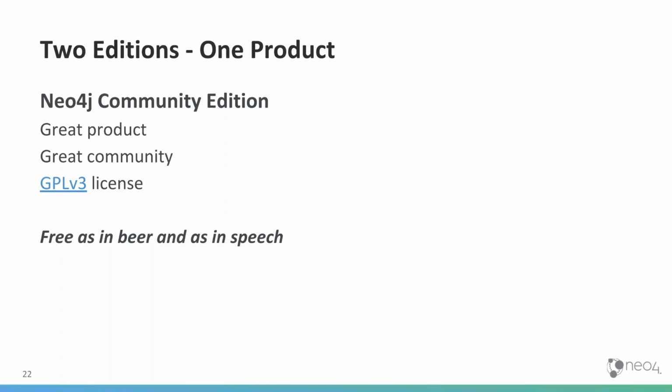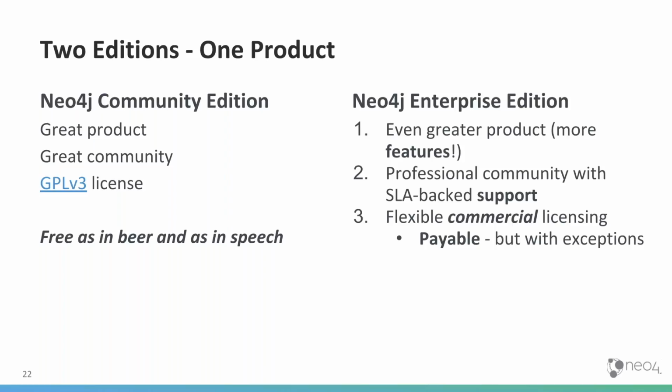The Community Edition is a free product, right? Free as in beer, as in free beer, but also free as in speech. It's licensed according to the GPL v3, right? And it's really a very capable product for I would say many different use cases.